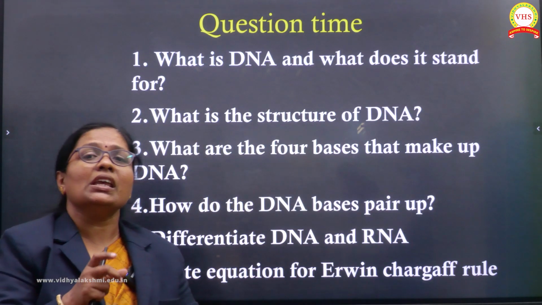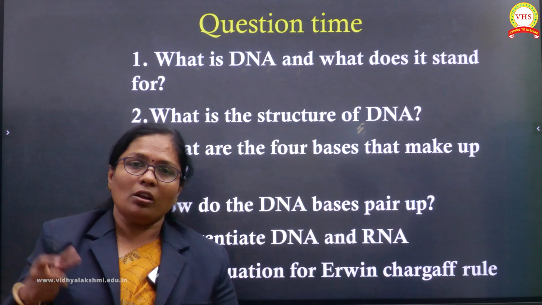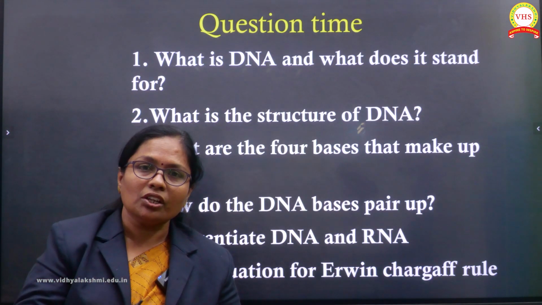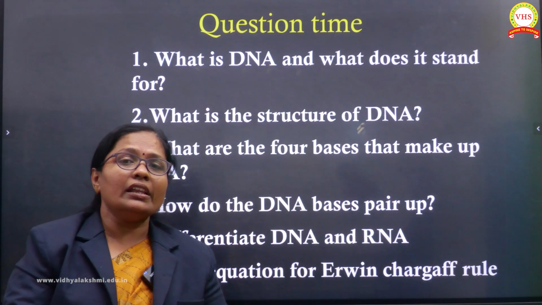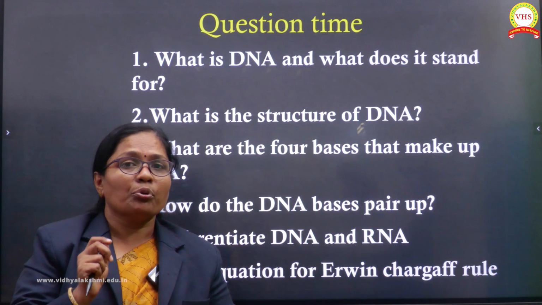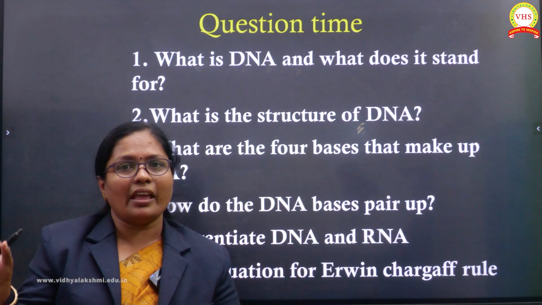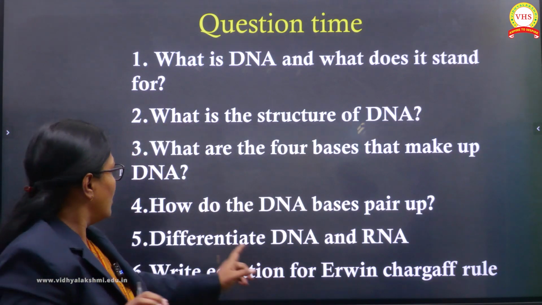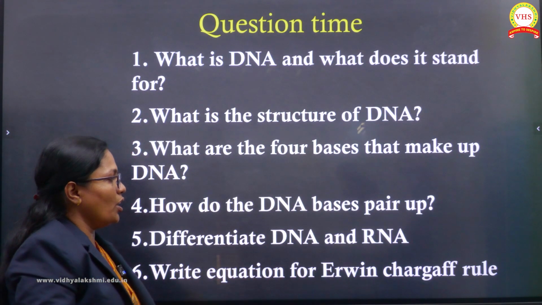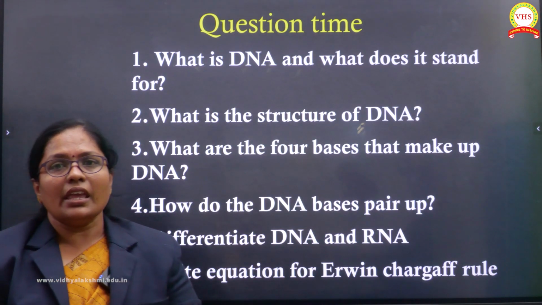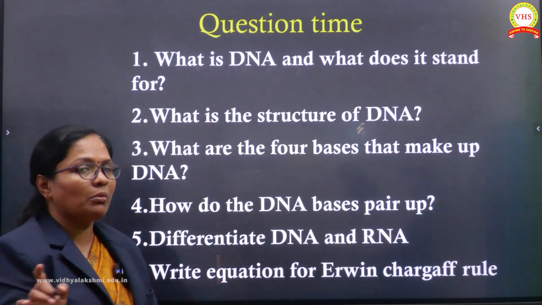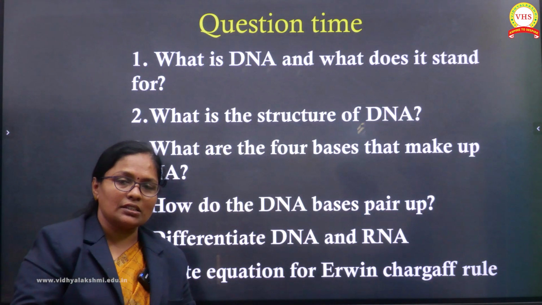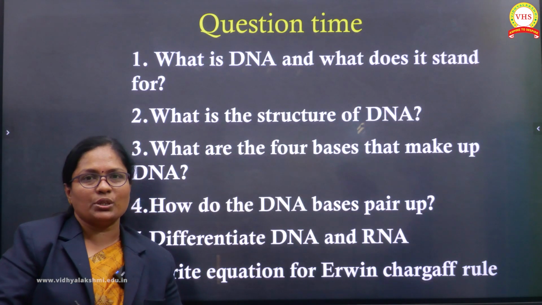DNA will always be in the nucleus. RNA is formed in the nucleus, but it will be moved to the cytoplasm. DNA dictates the protein making process, whereas RNA helps in making protein. Next, write the equation for Erwin Chargaff's rule. Adenine percentage is always equal to thymine percentage. Guanine percentage is always equal to cytosine percentage.